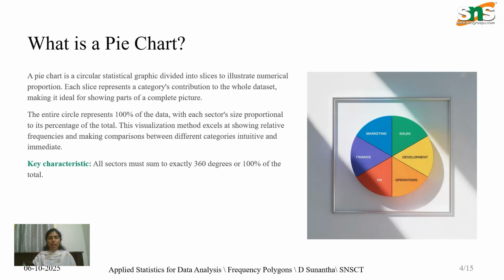So now let us see what is a pie chart. A pie chart is a circular statistical graphic divided into slices to illustrate numerical proportions. Each slice represents a category's contribution to the whole, making it ideal for showing parts of a complete picture. Here, this entire circle represents 100% of the data, which is partitioned into proportions according to the percentages of the given data. If we have 5 data, then the pie chart will be divided into 5 parts depending on their percentiles. So here the key characteristic is that all these sectors must add up to exactly 360 degrees or 100% of the total.